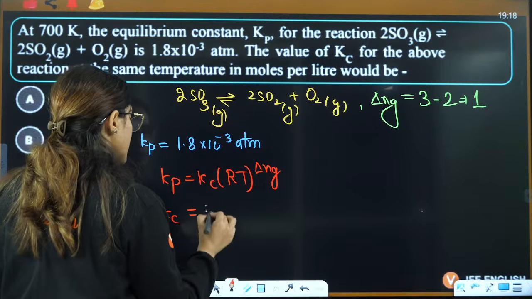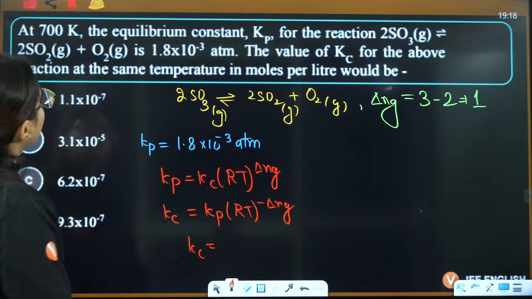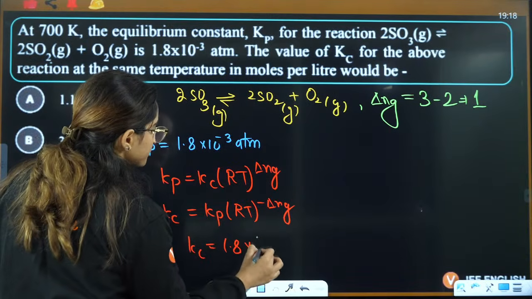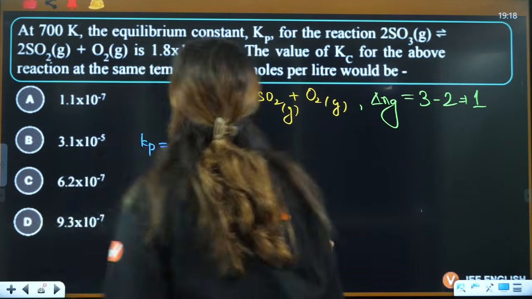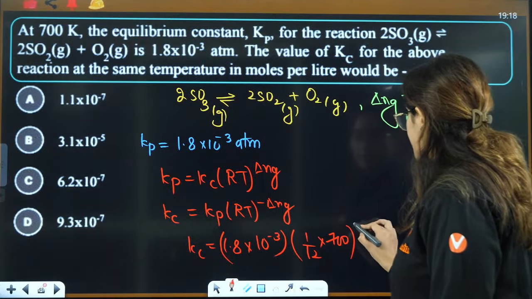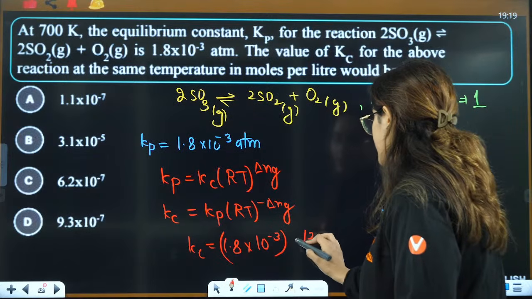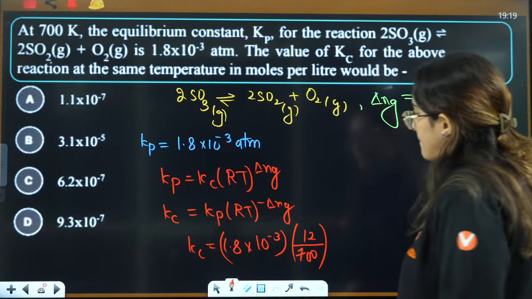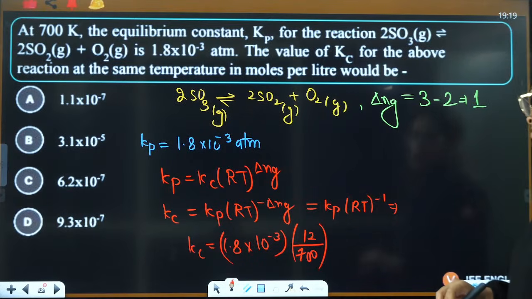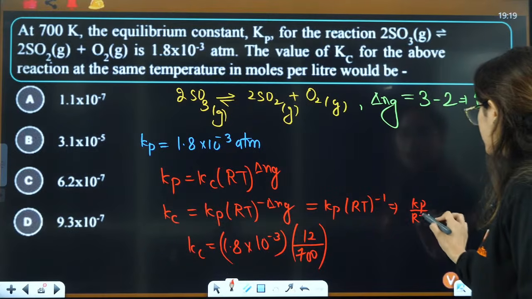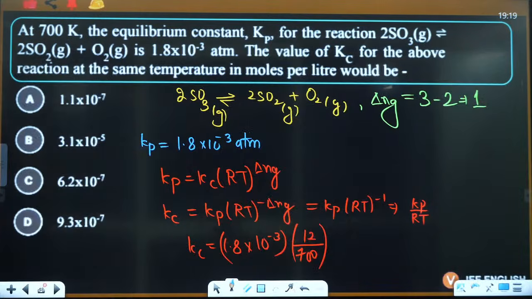Kc will be what? Kc is Kp RT raised to power minus delta Ng. So Kc will be, what is Kp? Kp is given 1.8 into 10 raised to power minus 3. R is 1 by 12. Temperature is given to be 700. This is minus of 1. That will become 12 by 700. Because you know this will become Kp RT raised to minus 1, so that will become Kp by RT. R is 1 by 12. Solve this and you will get your answer. Right, everybody?